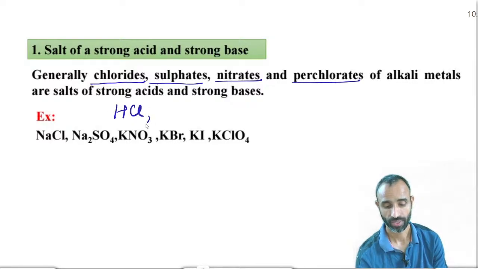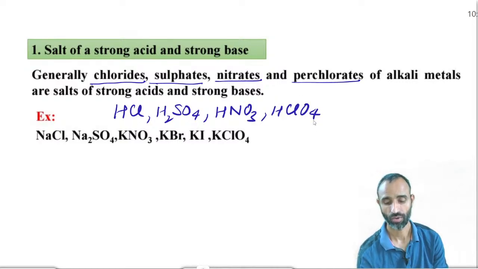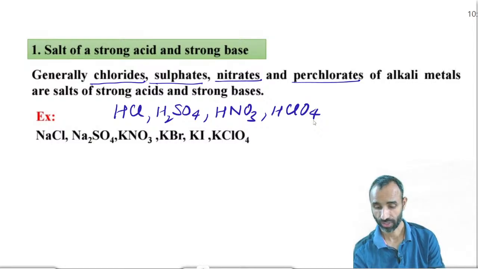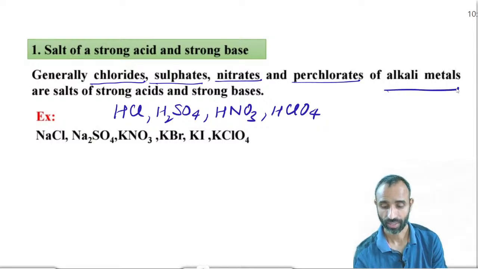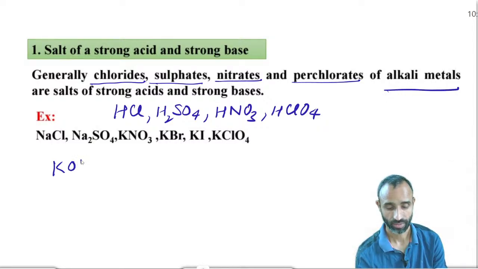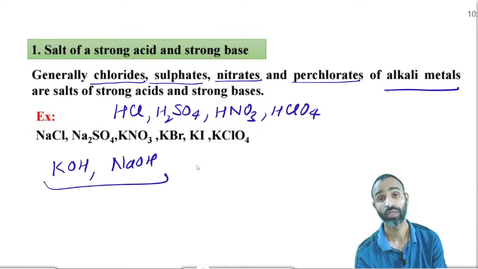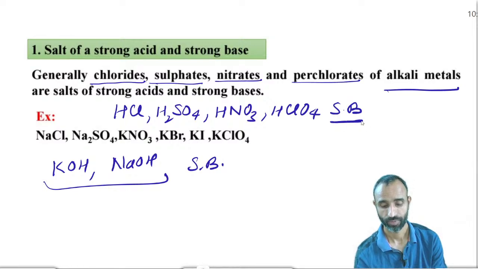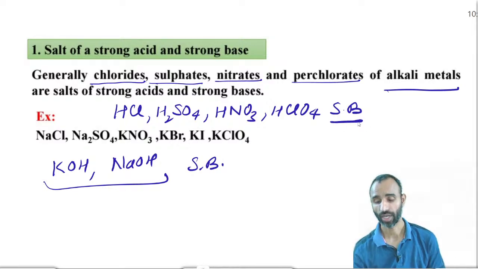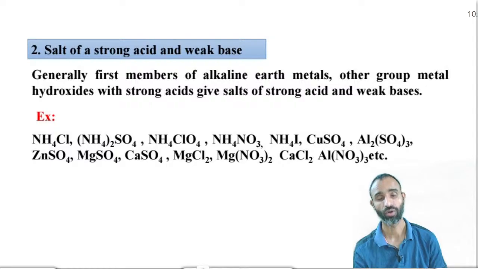See, they give HCl, H2SO4, HNO3, HClO4, they are all strong acids. And alkali metal hydroxides like KOH, NaOH and so on, they are all strong bases. Such salts cannot be hydrolyzed. Their pH is always 7.